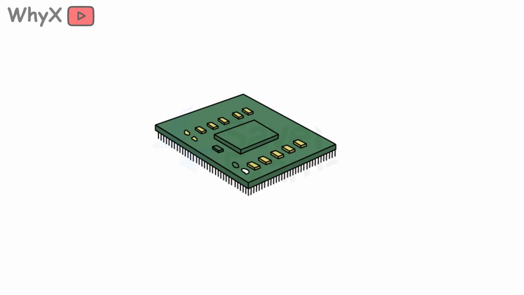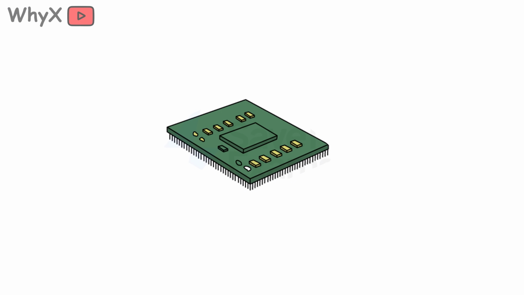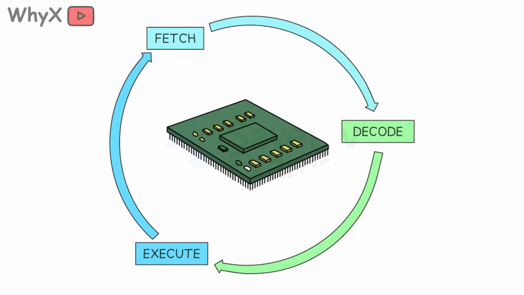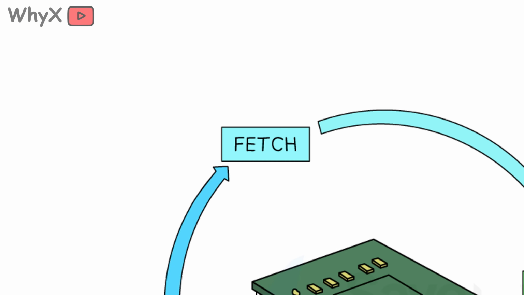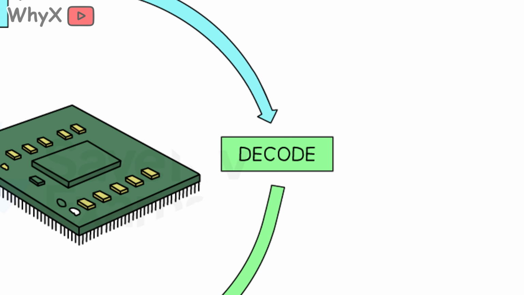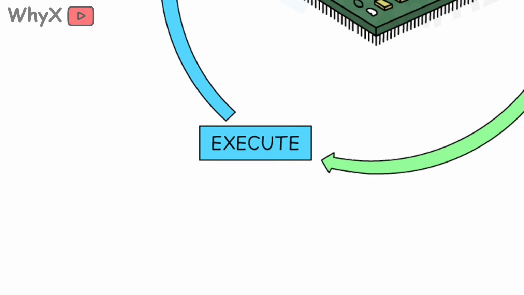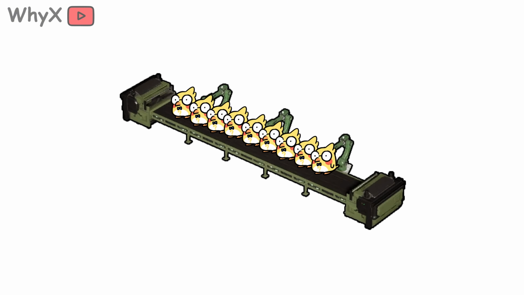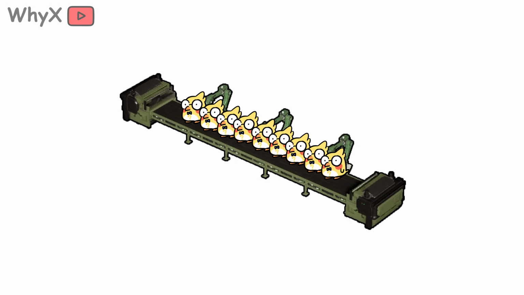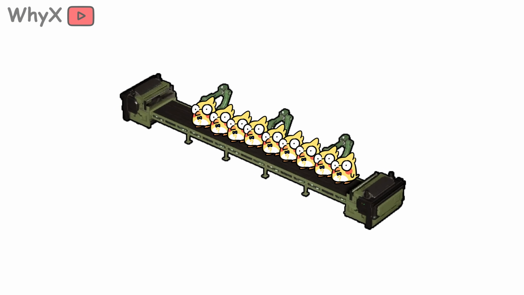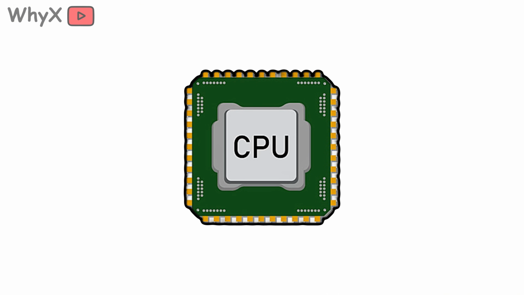Now let's zoom in on how those billions of ticks get used. A CPU follows something called the fetch, decode, execute cycle. Fetch. The CPU grabs the next instruction from memory. Decode. It figures out what the instruction actually means, like add these two numbers or move this file. Execute. The CPU carries it out using its circuits, and it does this billions of times per second. Imagine an assembly line where a car is built from scratch in a split second, and then billions more cars roll out right after. That's your CPU handling instructions.